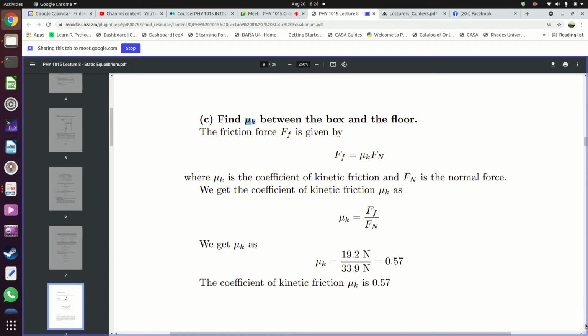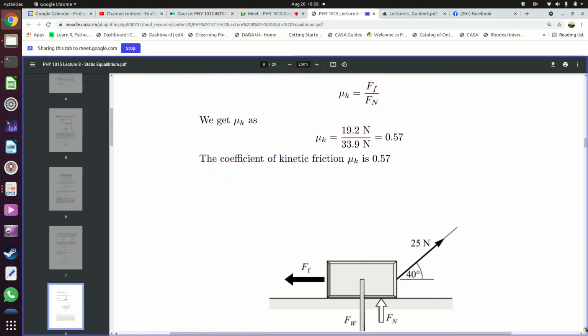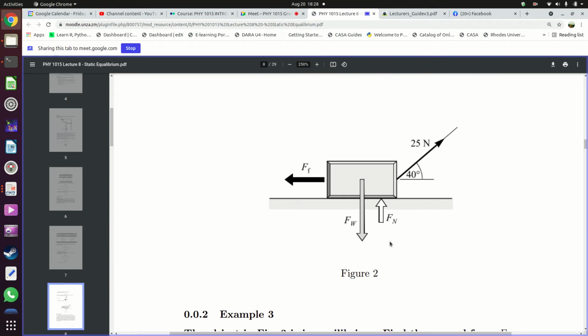Now what we have here is this box. This is the box they're talking about, and this box is sliding across this floor. As it slides across this floor, it's sliding at constant velocity. Are we clear? If the box is sliding at constant velocity, that simply means there is no acceleration. So the box is in equilibrium.